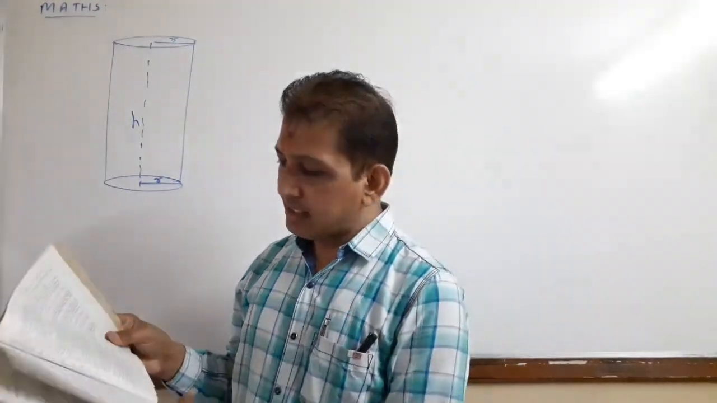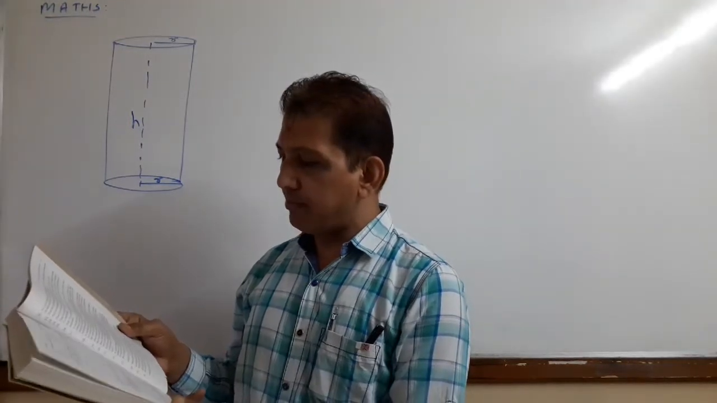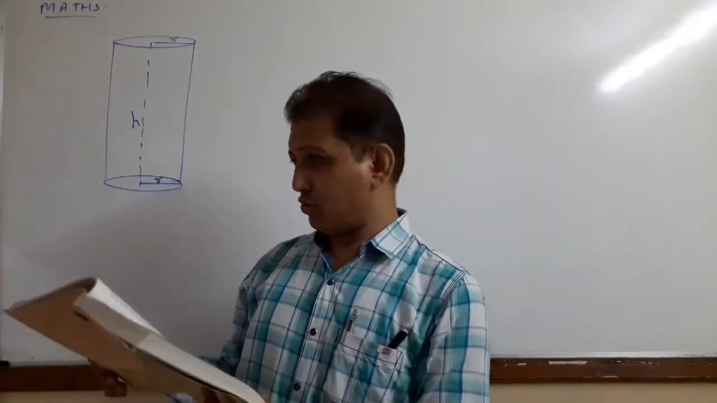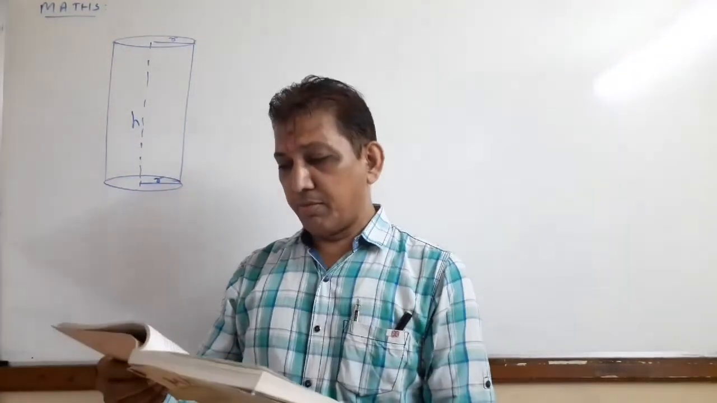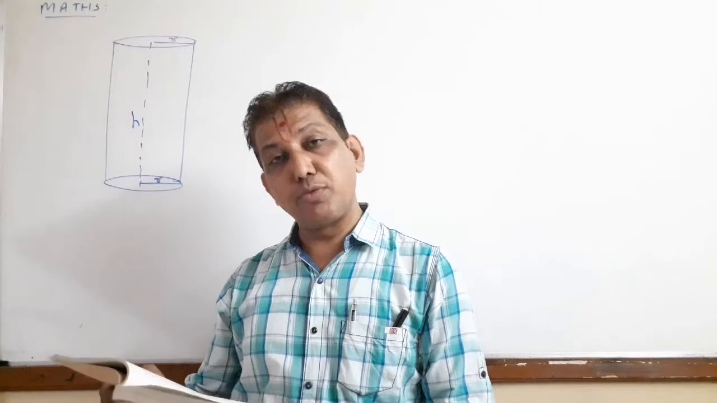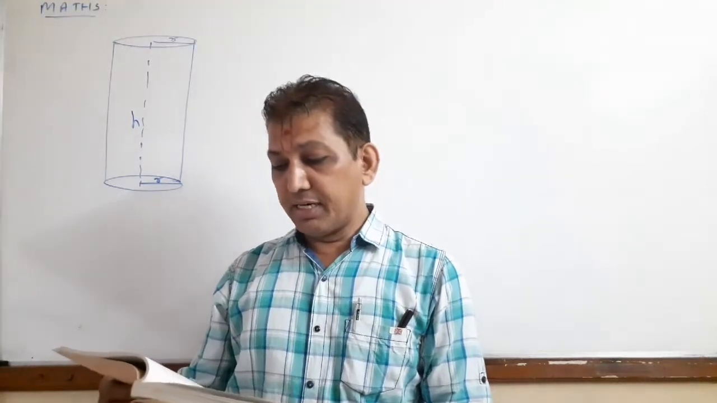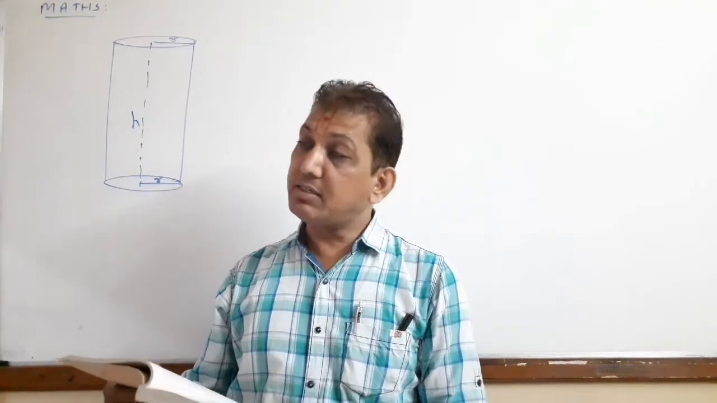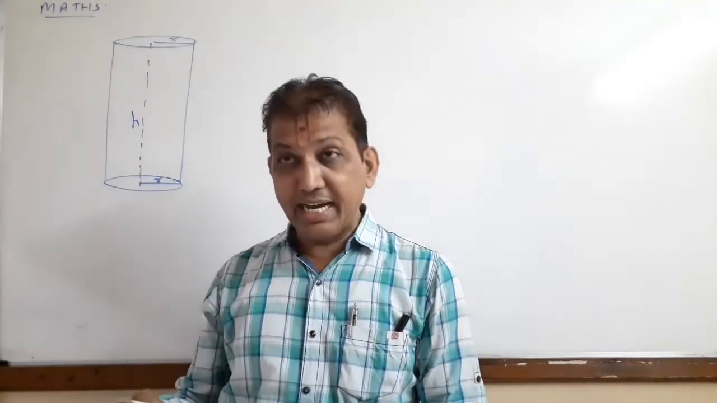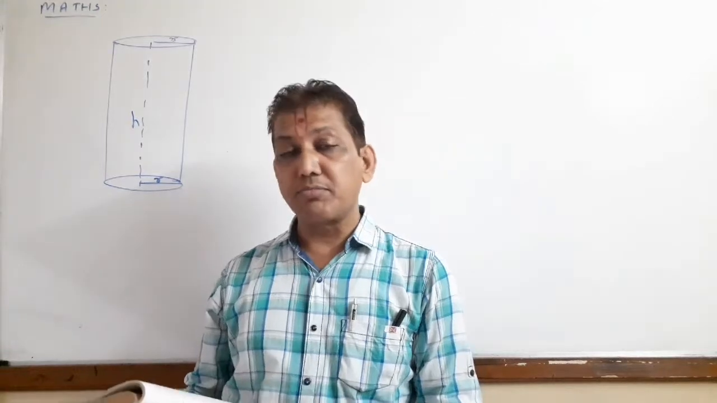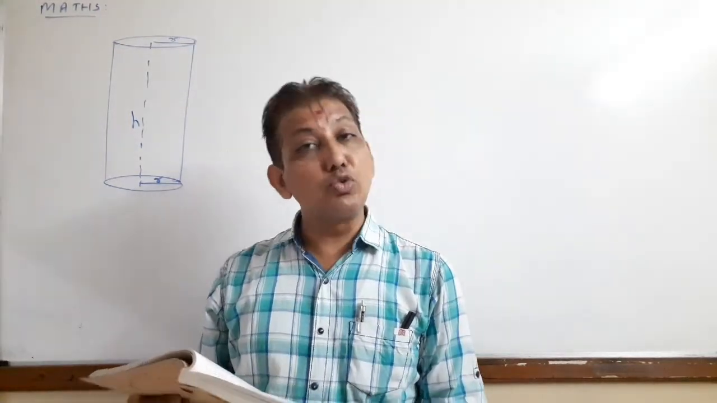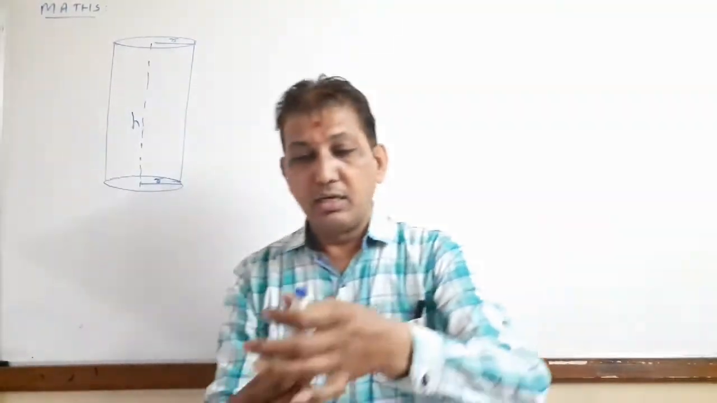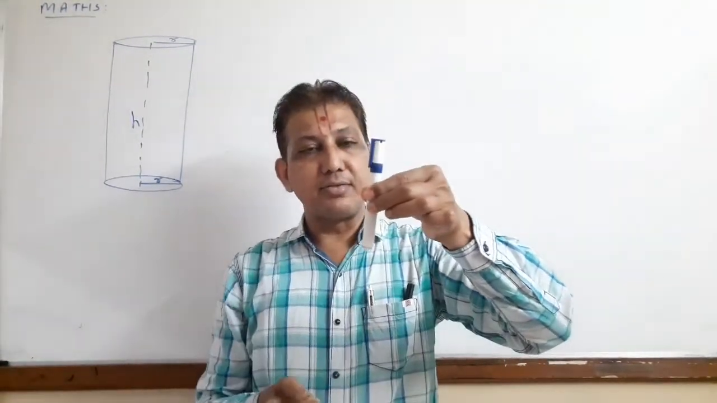Show that the right circular cylinder of given surface area and maximum volume. So the surface area is given, but the volume is maximum, and we prove that. The volume is maximum whenever its height is equal to the diameter of the base. Height h, diameter of the base, that is radius 2 times. That means we prove h equal to 2r. Okay, now discuss.